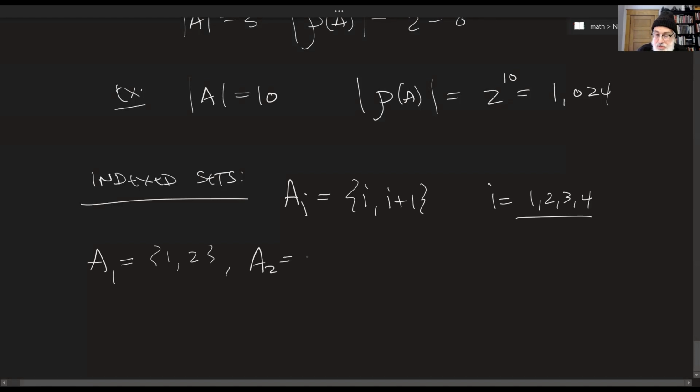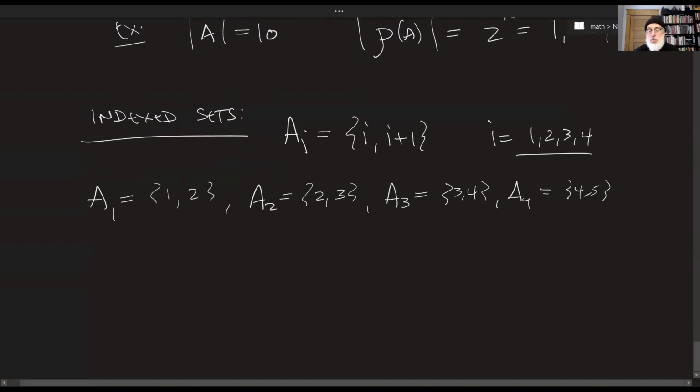So then A sub 2, and I'm going to do this throughout the entire index, so 1, 2, 3, and 4. So this is 2 and 3. A sub 3 is 3 and 4. And A sub 4 is 4 and 5. So again, this is a handy notational tool that we can write sets pretty compactly over some index, and I is the index, and the set 1, 2, 3, and 4 we'll call the index set.